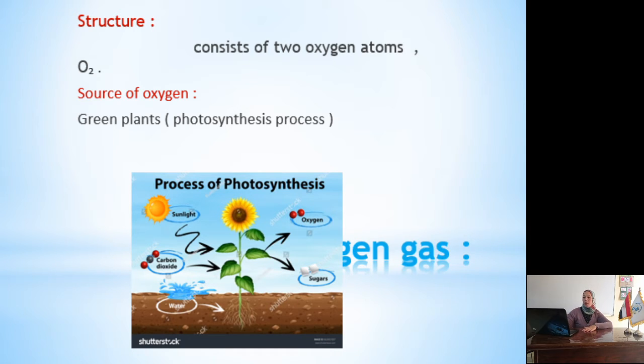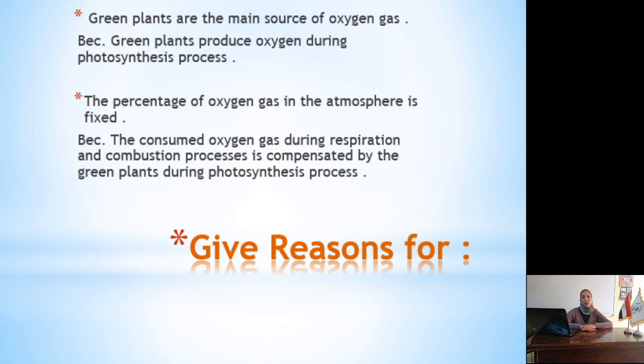In this process, plants use carbon dioxide, water from soil, sunlight, producing their food and oxygen gas. The percentage of oxygen is fixed because consumed oxygen in respiration and burning is produced again from photosynthesis process.